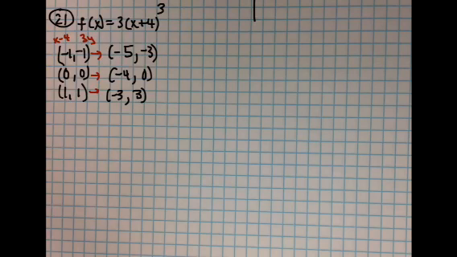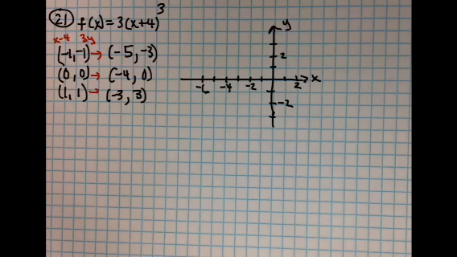So the x is affected by the h and the y is affected by the a. Okay, so now we're going to graph these 3 points: -5, -3, -4, 0, and -3, 3. Again, they're lined up in a line, but this graph is not a graph of a line. It's a cubic function, and it goes like this.